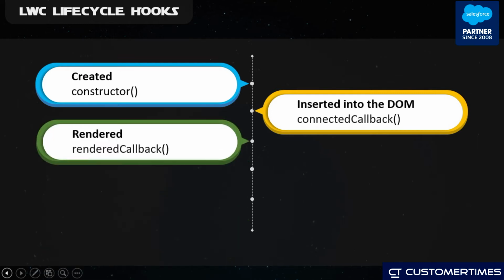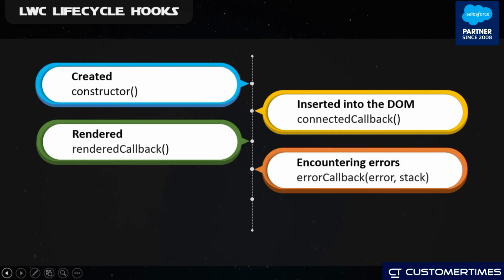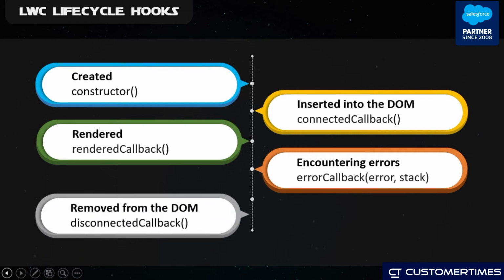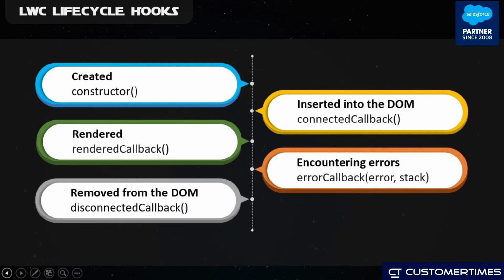The rendered callback is unique to Lightning Web Components. Use it to perform logic after a component has finished the rendering phase. The error callback is also unique to Lightning Web Components. Using this hook, an error boundary component captures errors in all the descendant components in its tree during one of their lifecycle hooks. The disconnected callback lifecycle hook fires when a component is removed from the DOM.